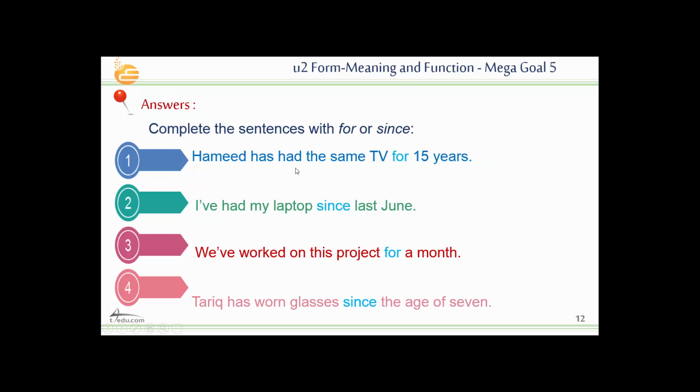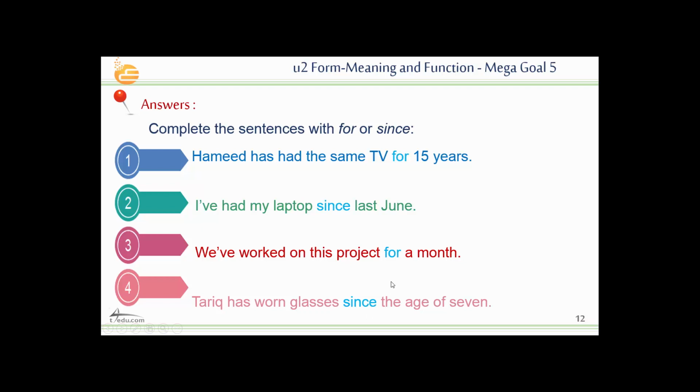Again, Hamid has had the same TV for 15 years. I've had my laptop since last June. We have worked on this project for a month. Tariq has worn glasses since the age of seven.